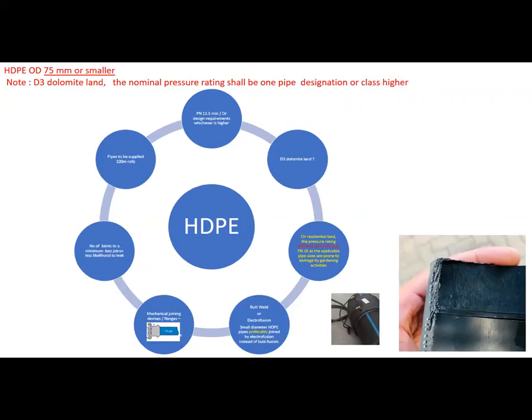Guys, same here on the HDPE 75 and smaller. The importance is, once again, ask yourself, am I working in a higher category Dolomite area or designation? The little yellow section that I've highlighted here, on residential land the pressure rating shall not be lower than, and guys, please take note of that, 16. And the reason is gardening activities, so you want a bit more of a bigger pipe. Please make sure that if you are working on residential land, it has to be PN 16. Butt welding or electrofusion is what is required.